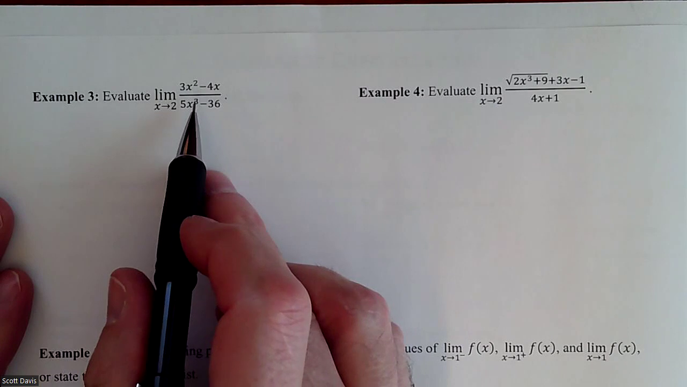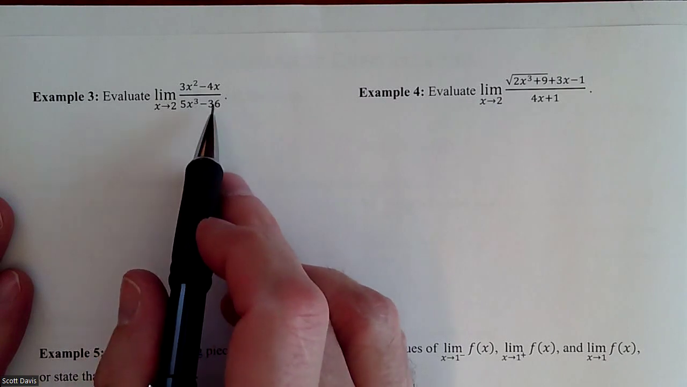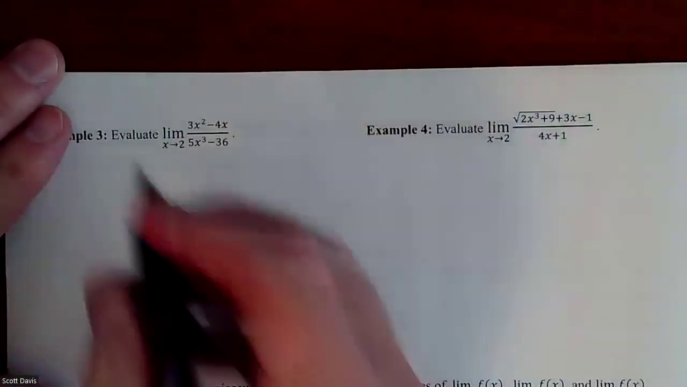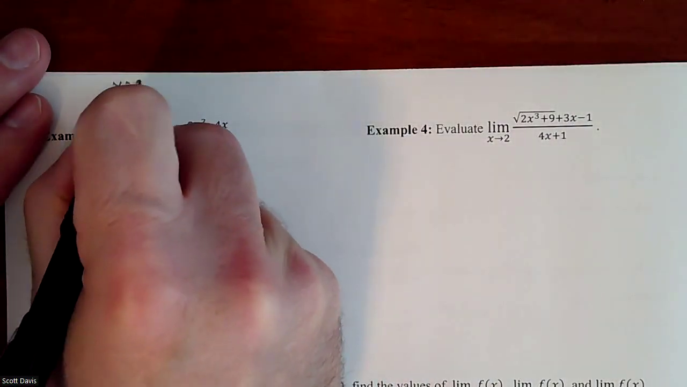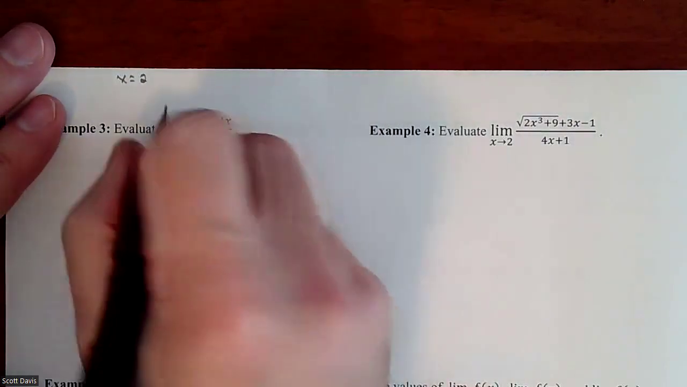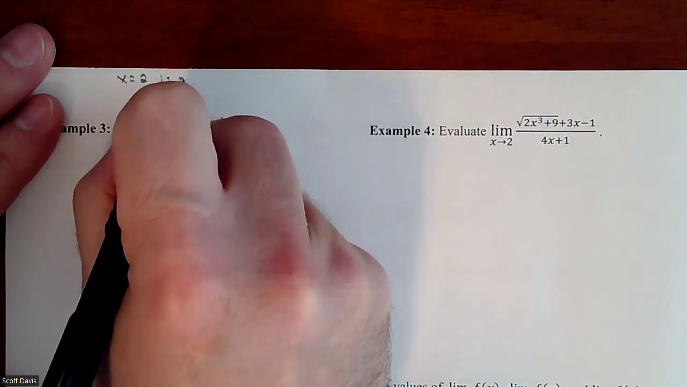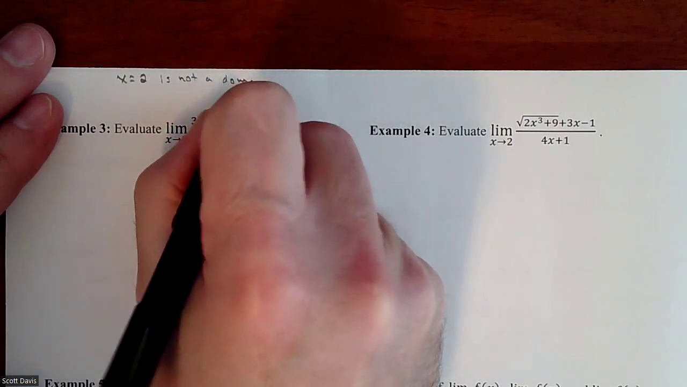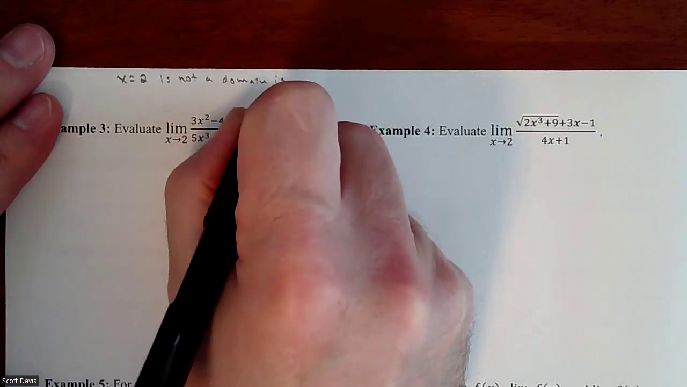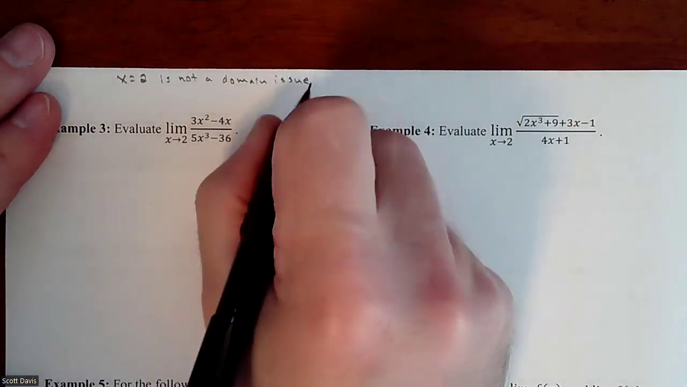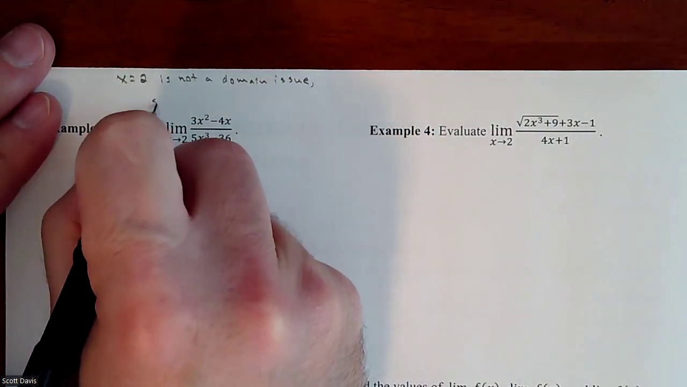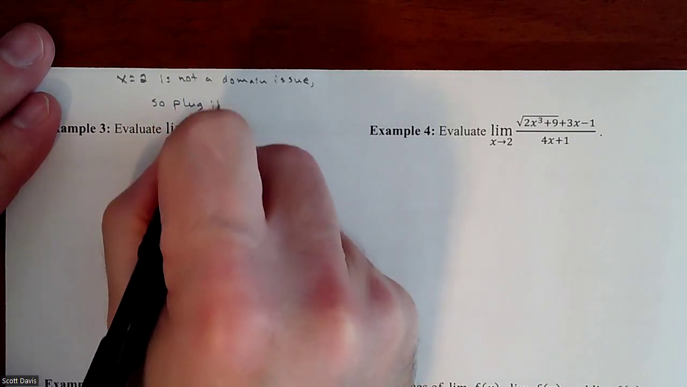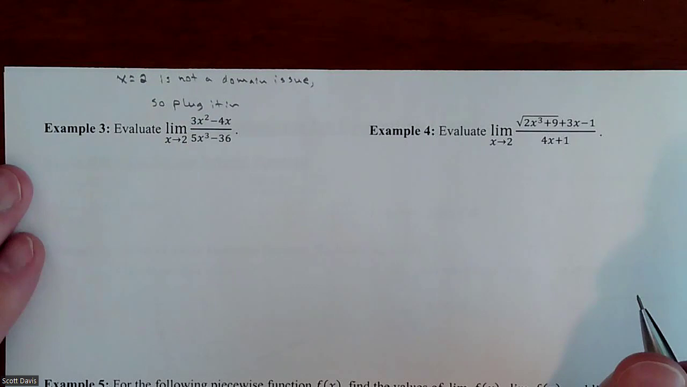So if I do 2 cubed, that's 8 times 5 is 40. 40 minus 36 is not going to give me a 0. So to me, x equals 2, which is the value that we're plugging in, is not a domain issue. So if it's not a domain issue, plug it in. And that's it. We don't have to do anything special. We just plug it in, see what we get.